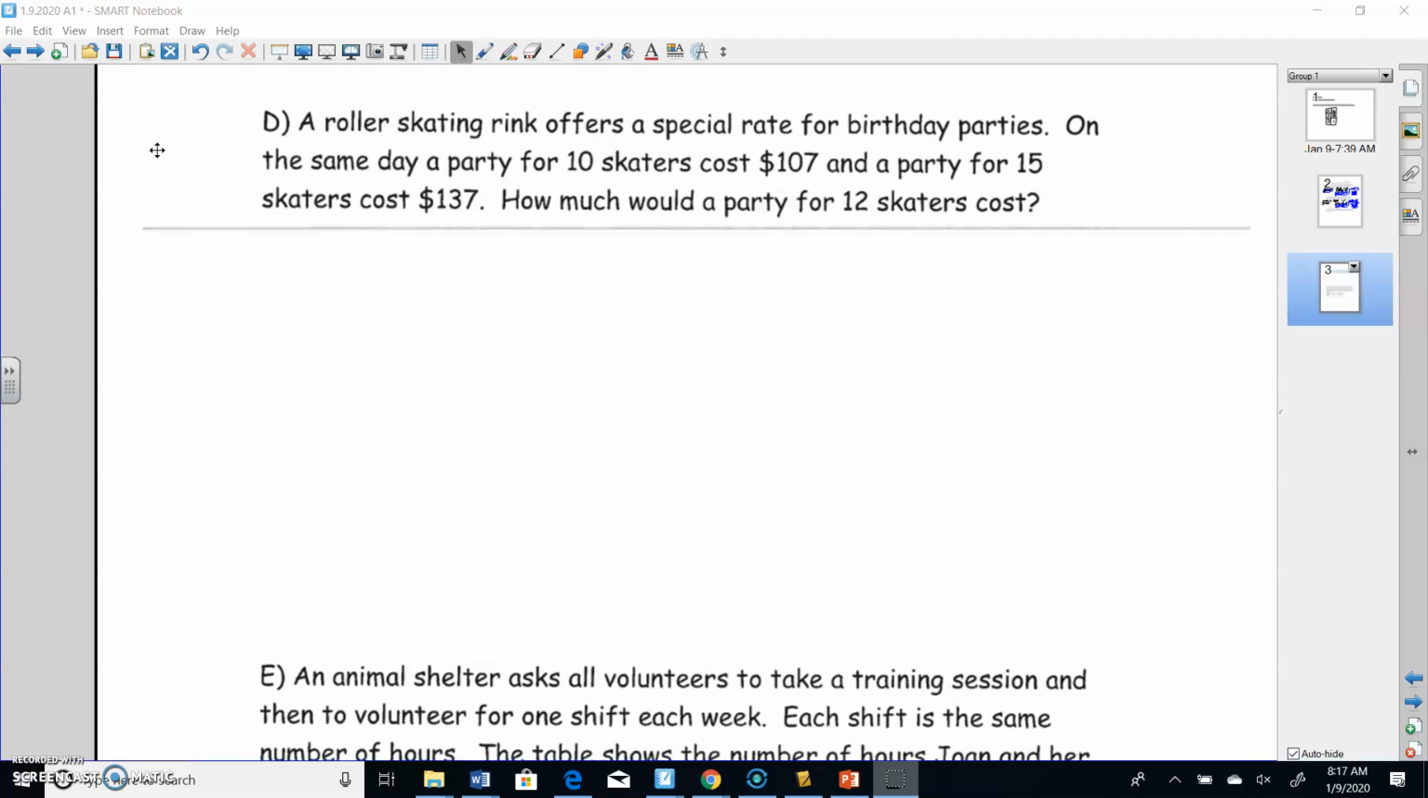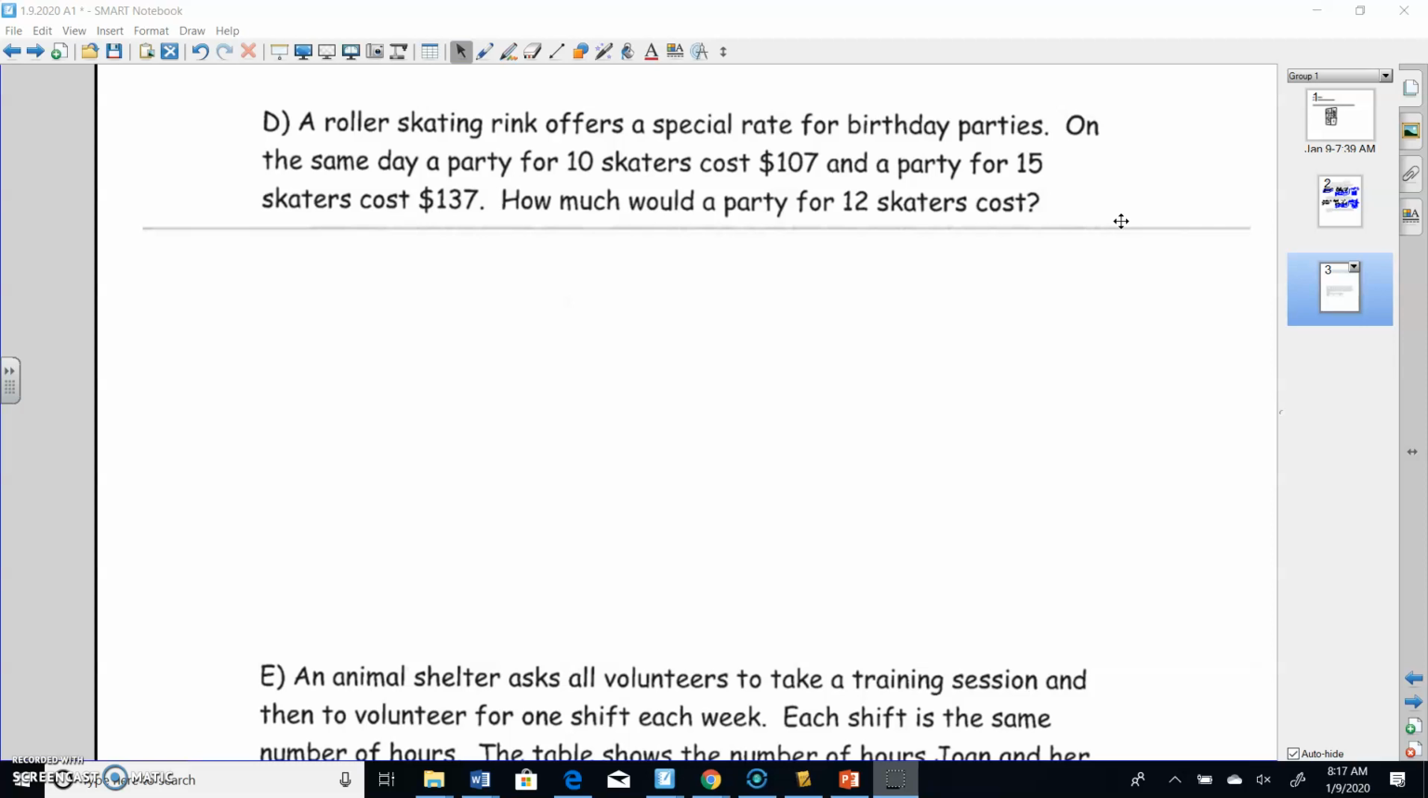Here we go. We're having a birthday party at the roller skating rink. And you can have 10 skaters. It will cost $107. And a party for 15 skaters costs $137. How much would a party for 12 skaters cost?